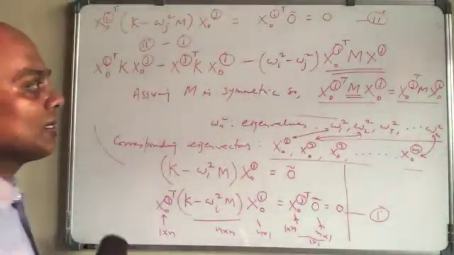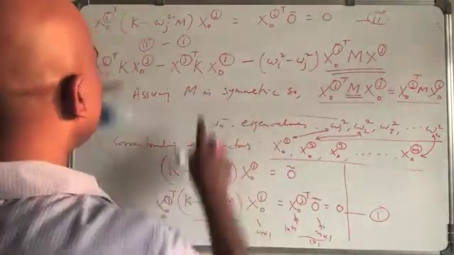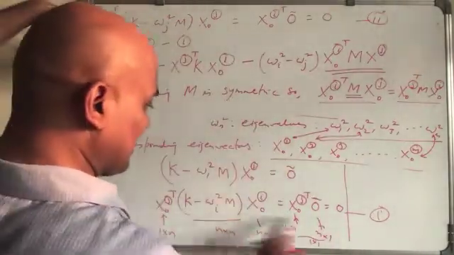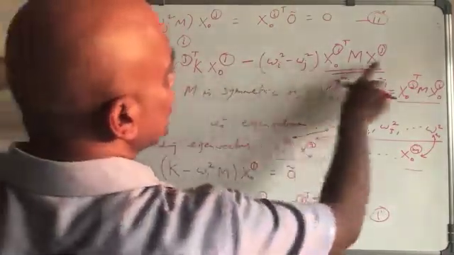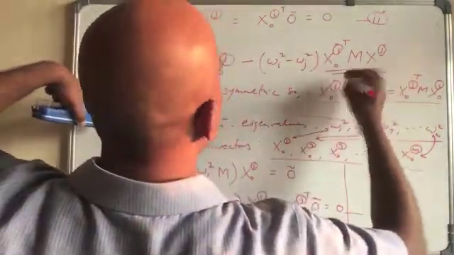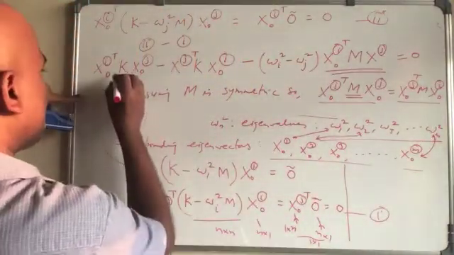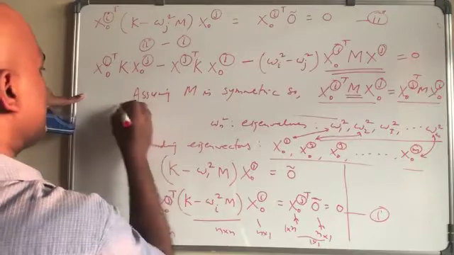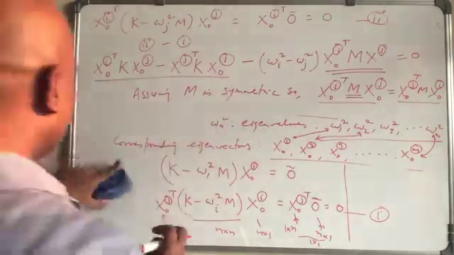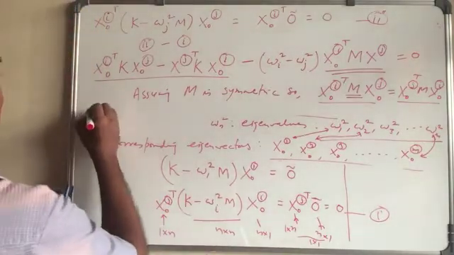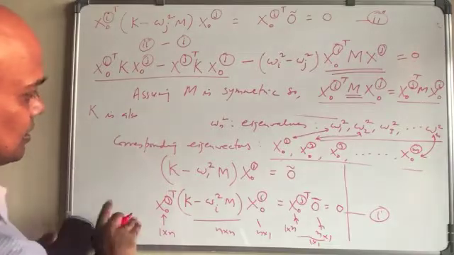So hence, if we say this minus this will be equal to this, and that will be equal to 0, and since k is also symmetric, this will be equal to 0. So k is symmetric, k is also symmetric.